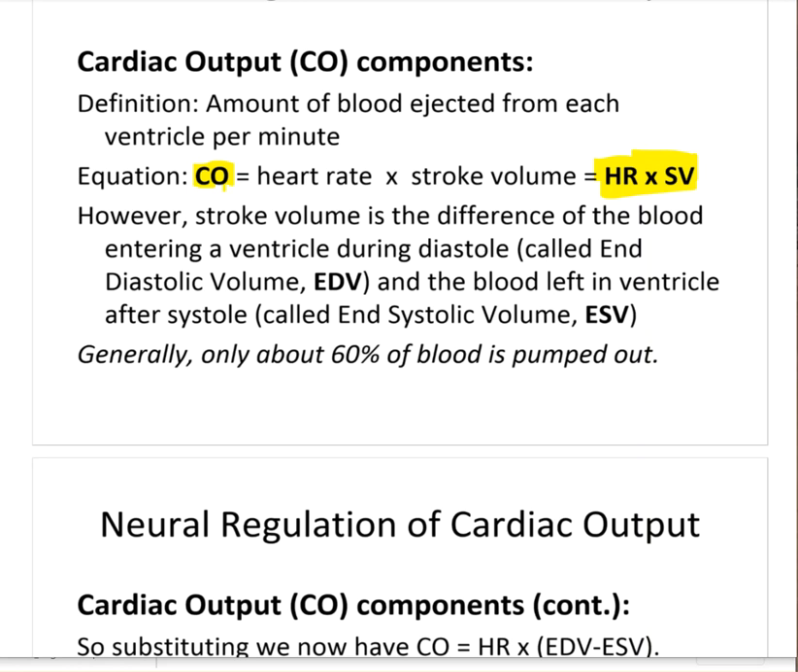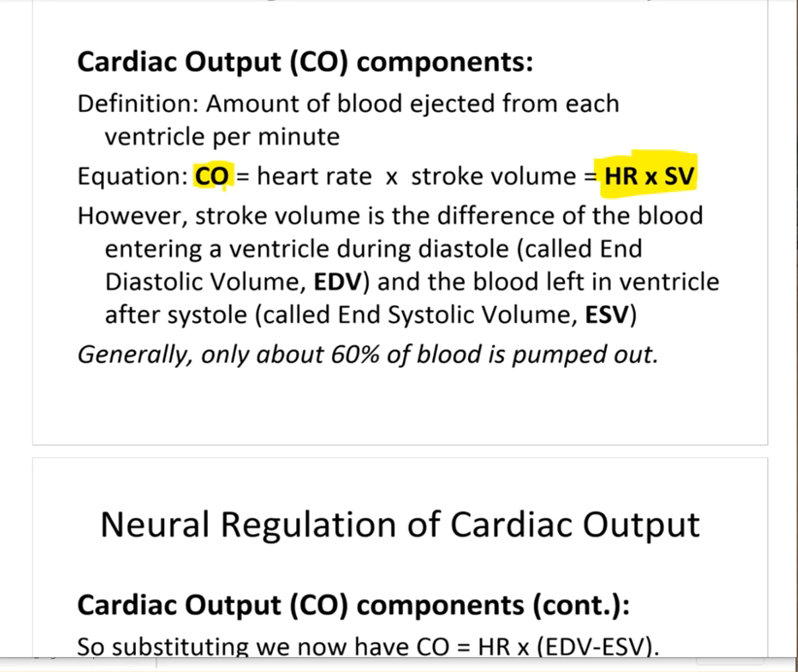Now remember that the stroke volume, though, was the difference of blood that entered the ventricle during diastole, during relaxation, and then the atria contracts, but remember the ventricle's still in relaxation. So that's the highest amount of blood that's there, okay? And we call that end diastolic volume because it's the volume at the end of diastole of the ventricle. And then the ventricle contracts and enters systole and ejects blood. Well, it doesn't eject all the blood, and so any blood left over is called the end systolic volume, ESV.